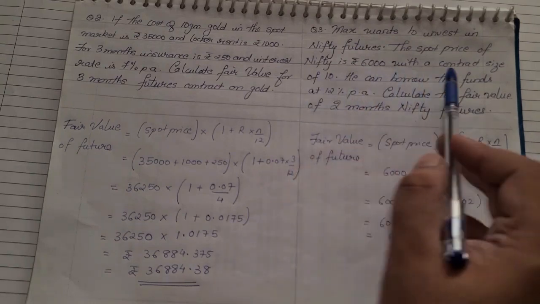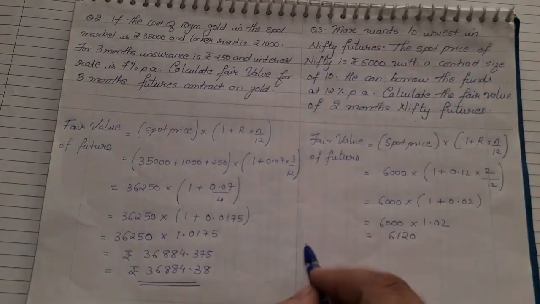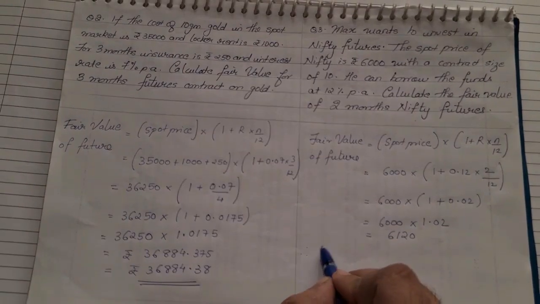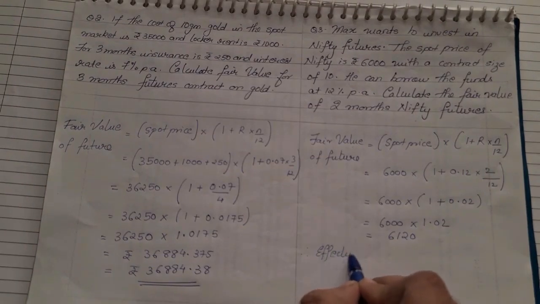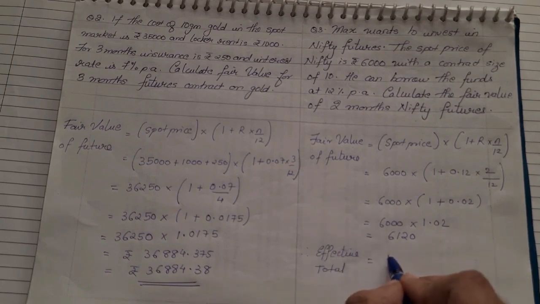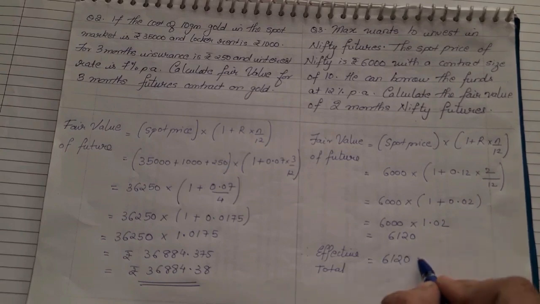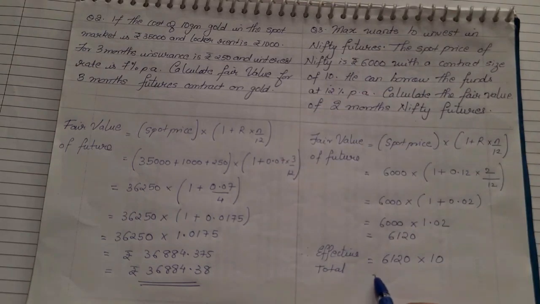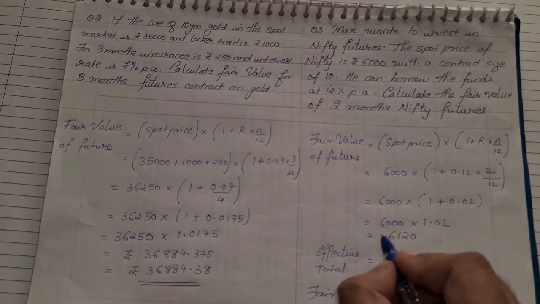Now here they have given us that you want to invest in a contract size of 10. So therefore, the effective total will be, now the future value of one contract was 6,120. We have to multiply that with the total number of contracts. So in this case, it was 10 contracts. So we multiply by 10. So my final fair value will be 61,200. So amount will be 61,200 rupees.